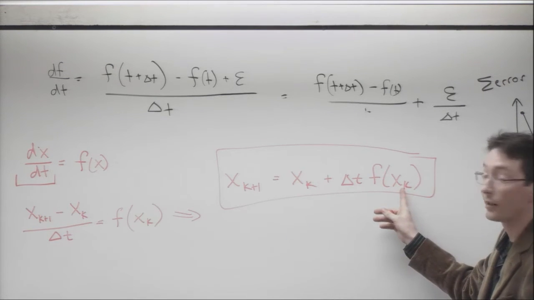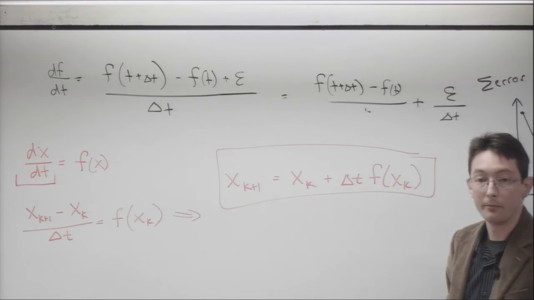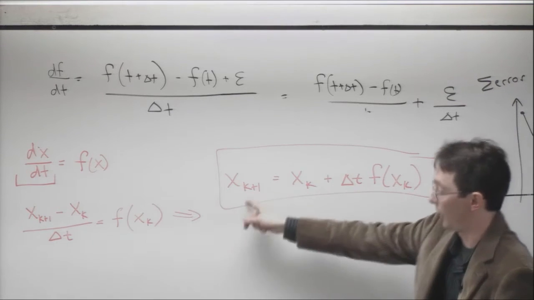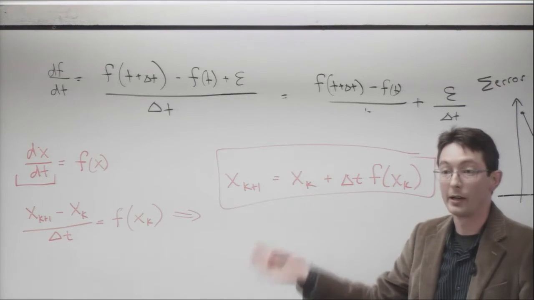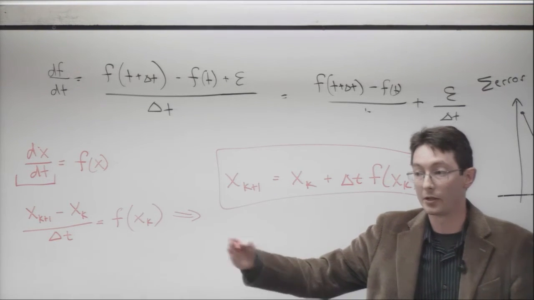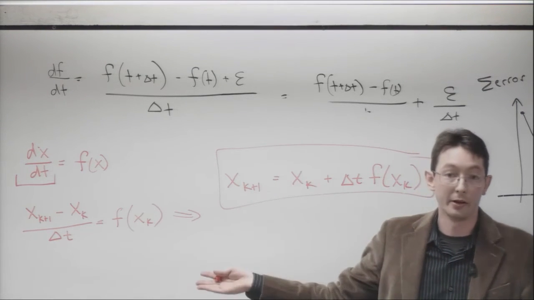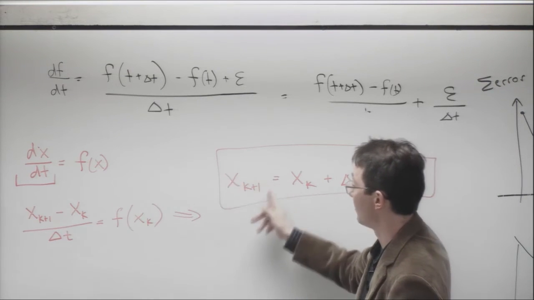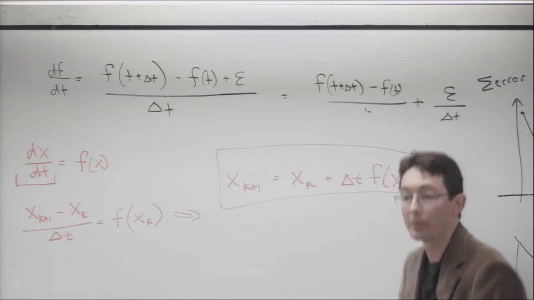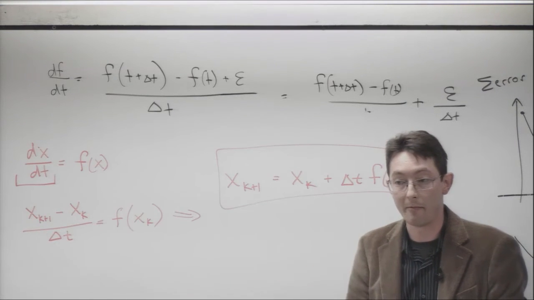You give it x naught, I can give you x1. Now you have x1, I can give you x2. Now you have x2, I can give you x3. This is an iteration that steps your differential equation forward in time. This is called an integrator. Okay, we have just integrated this differential equation and found an approximate vector x, which represents the trajectory of x in time.